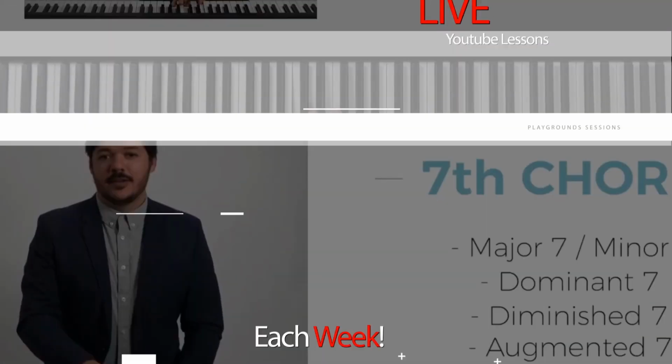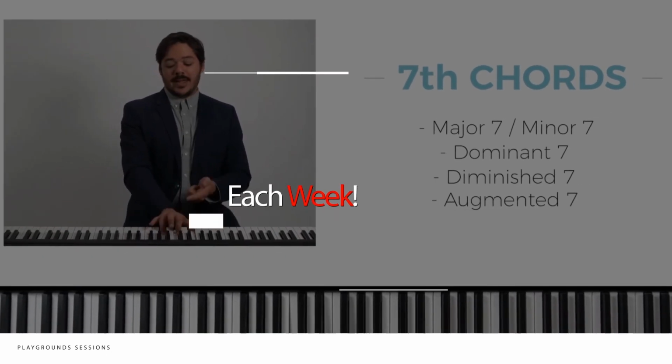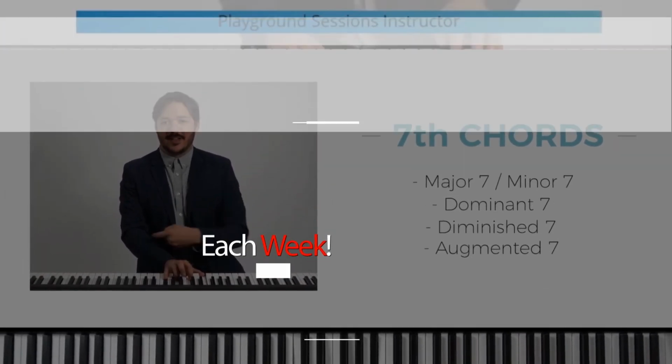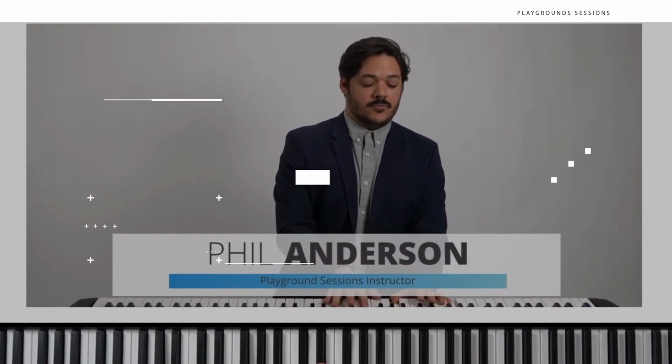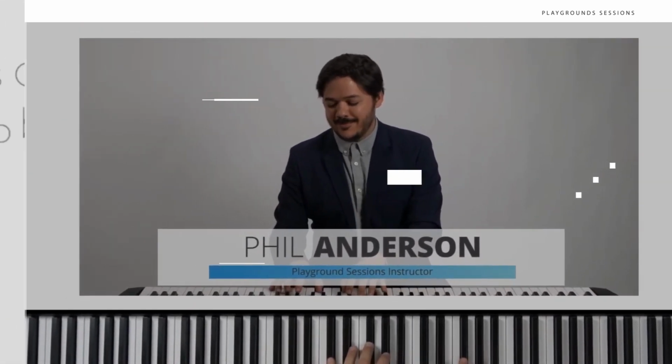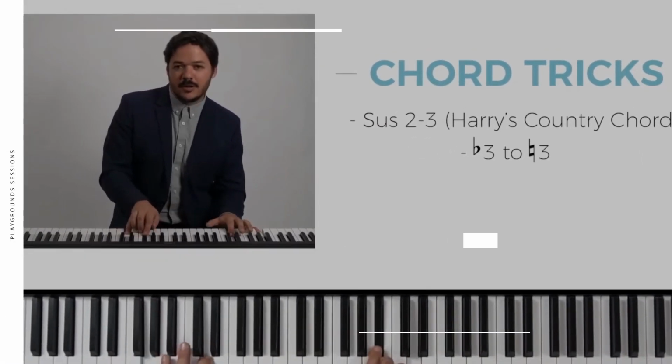And this is called an augmented triad. So we got major. For dominant 7 chords, we have a major triad with a flat 7. It's very similar to what Harry showed, but it has a bit more of a bluesy feel.